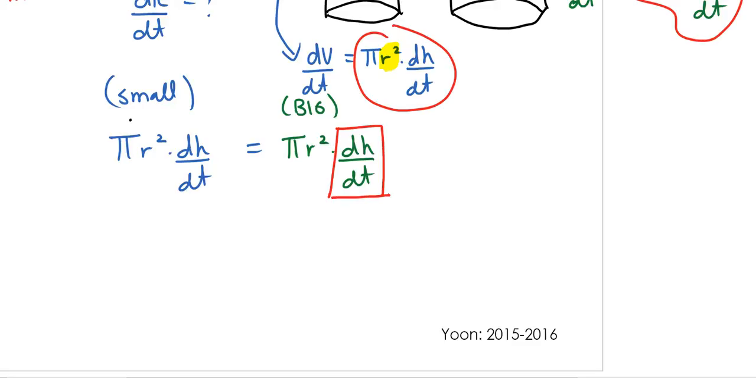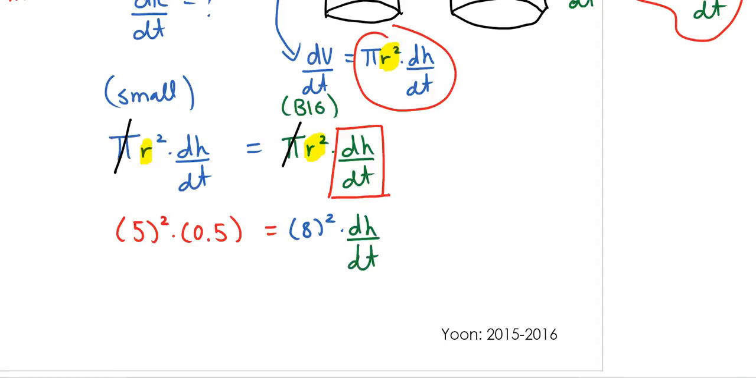So I know the pi is going to cancel off on both sides. What is the radius of the smaller pool? Well, the radius of the smaller pool is 5 meters, so this will be 5 squared times dH by dt. And what is dH by dt? Well, that's 0.5 meters per minute. Then we can make that equal to the bigger pool, whose radius is 8, so this will be 8 squared times dH by dt. Not too bad there.